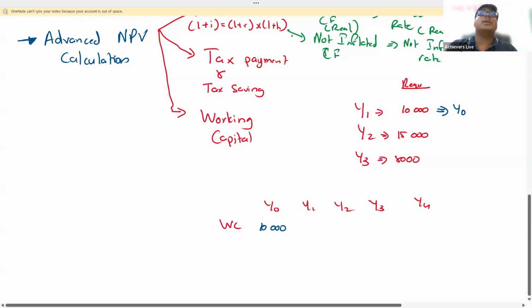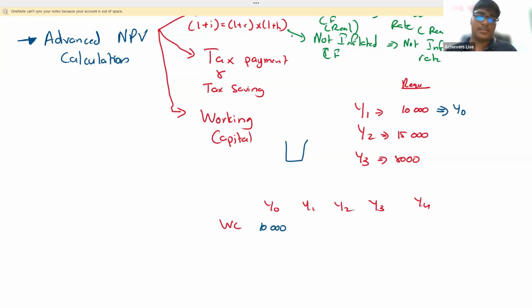You have to remember this working capital is like a cup, like a glass which we are keeping. This is the working capital glass. So in year 0, what did we do? We filled this glass with $10,000. At the end of year 0, we put $10,000.